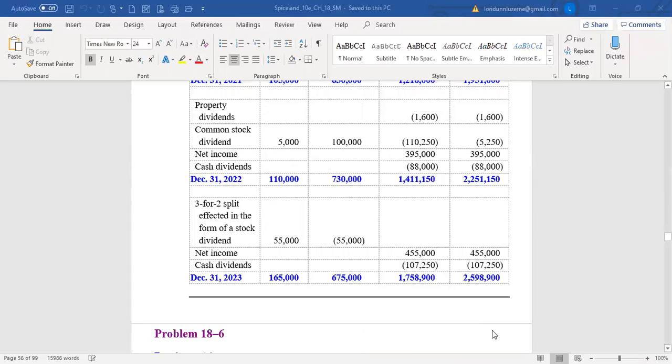Okay, so that is, like I said, a great review of a portion of our chapter on dividends. So please post any kind of questions or other questions on any of the other parts of the chapter to the discussion board.